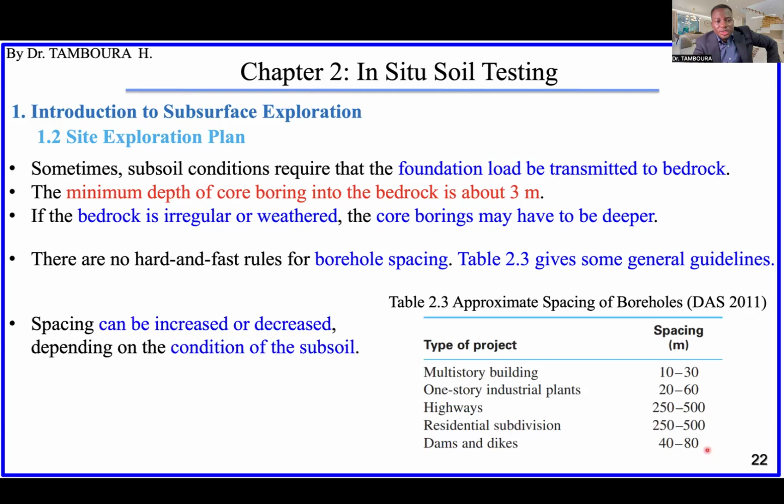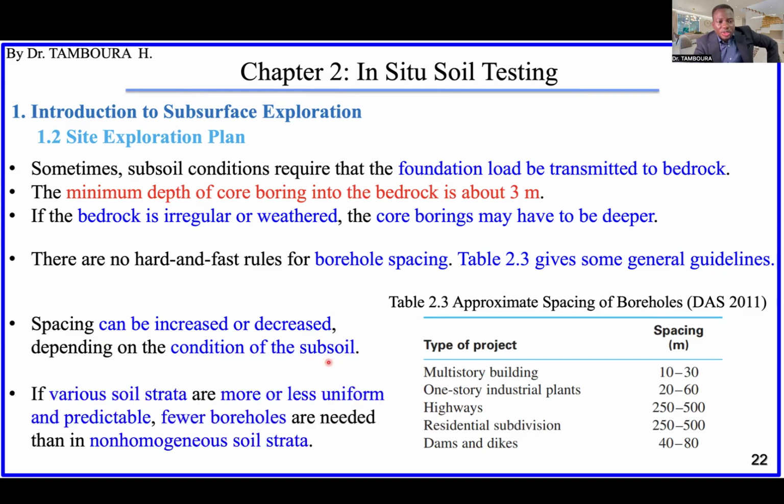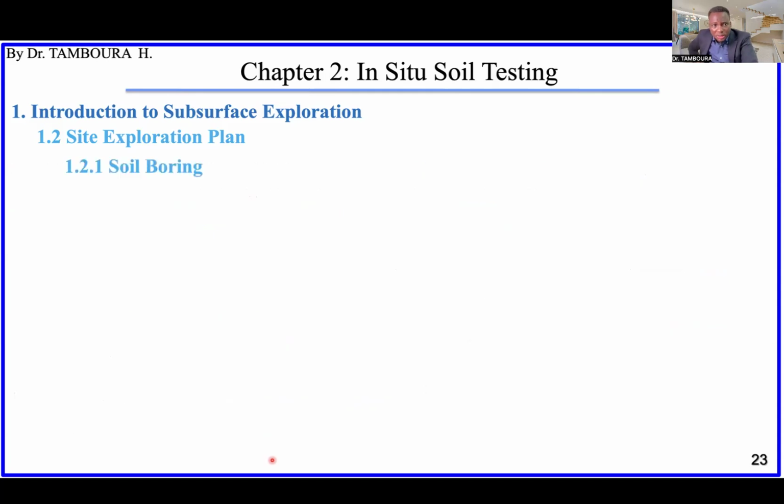So spacing can be increased or decreased depending on the condition of the subsoil. If various soil structures are more or less uniform and predictable, fewer boreholes are needed than in non-homogeneous soil structure. So if your soil is uniform, you have less work to do. But if the soil is not uniform, you have to do many boreholes. That's the meaning, okay?